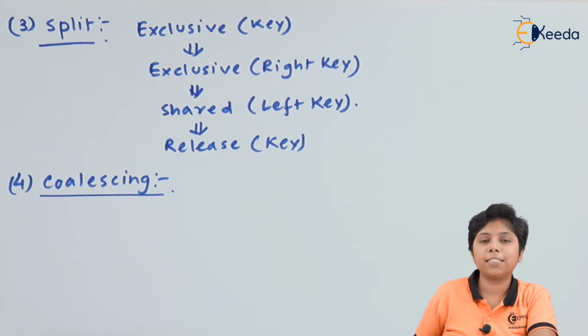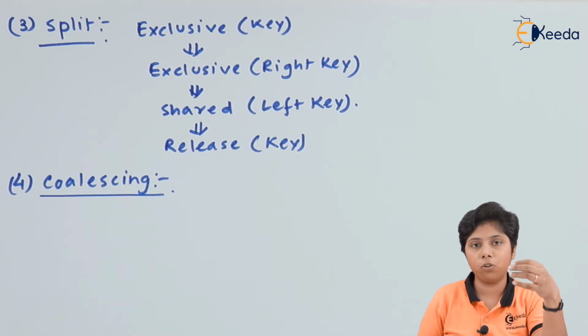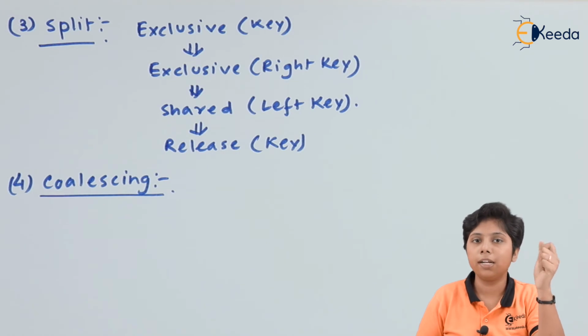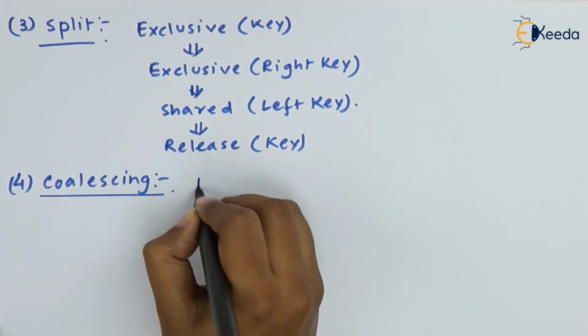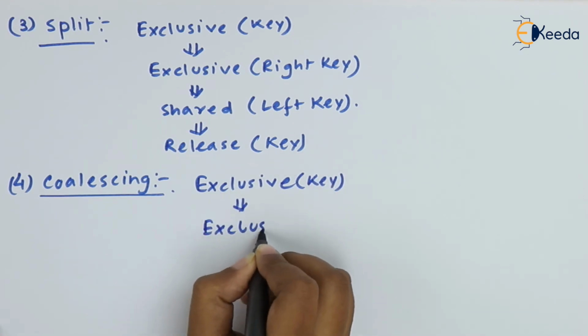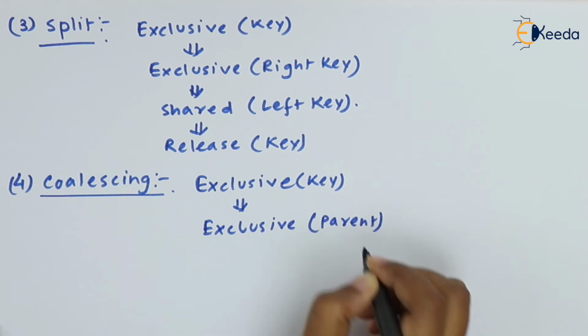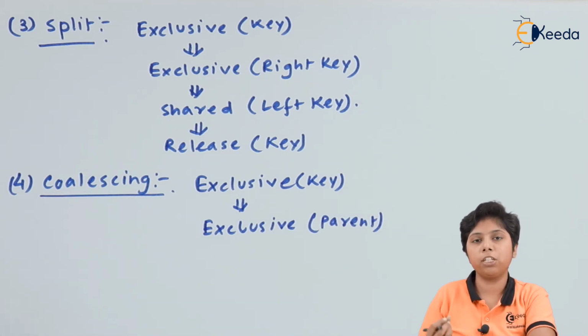Now to coalesce, just like the split, first we need to exclusively lock the node that needs to be coalesced, along with its parent node. The coalesce node needs to be exclusively locked, and also the parent node which will be joined with this coalesce node needs an exclusive lock. So now we are not getting the right sibling but the coalesce node and the parent node. After the parent has got the exclusive mode lock, it will be joined with the coalesce node.